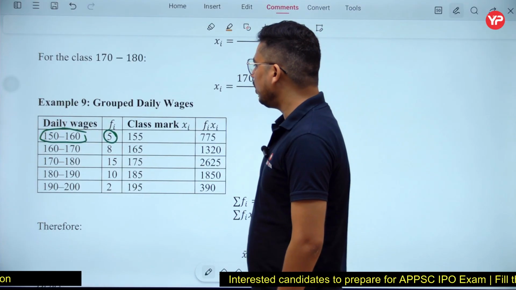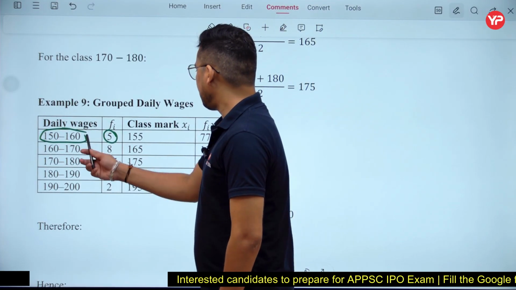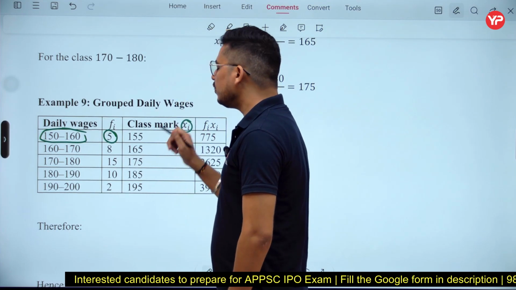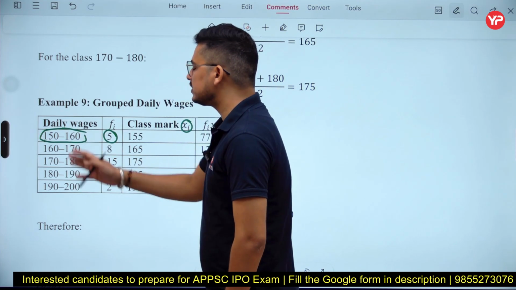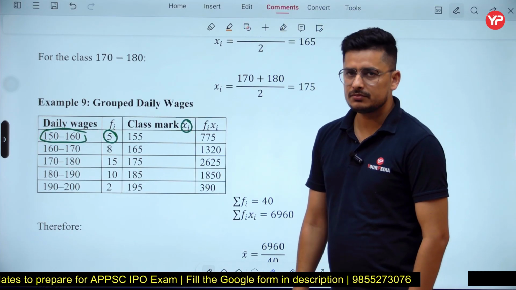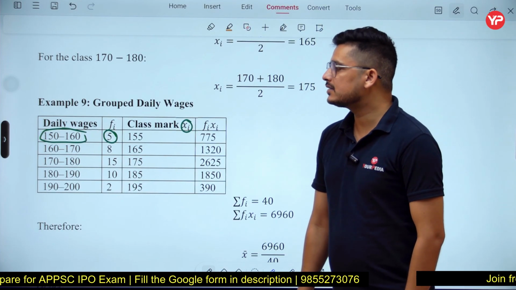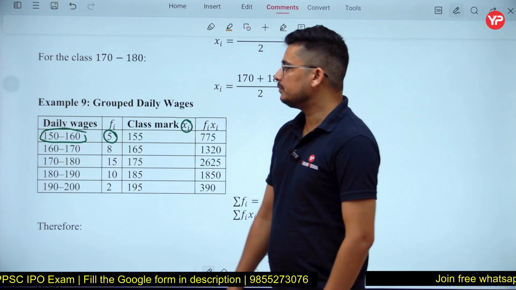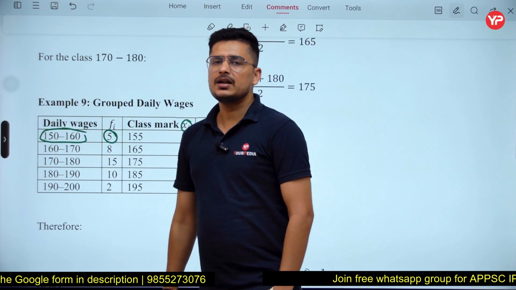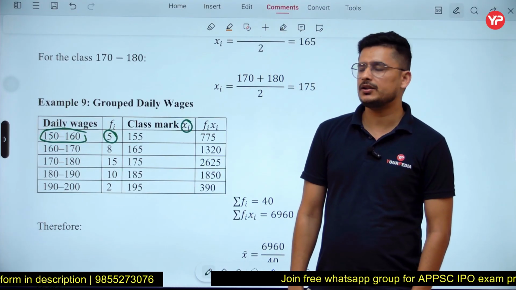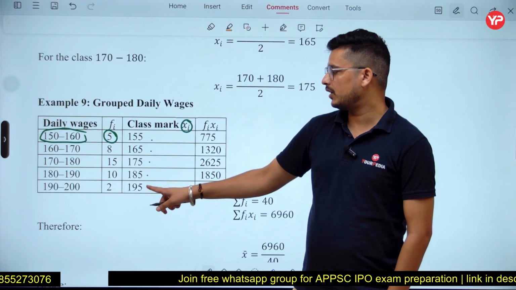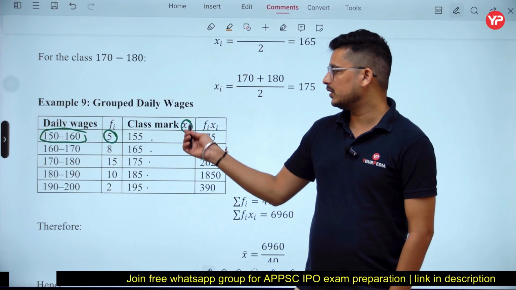First thing, always make a class mark. Class mark means you have to find the value of xi. How do we get xi? Because this is a range, not a value, always go with the average of that interval. xi is the average of that interval. Add the lower value to the upper value, 150 plus 160, and divide by 2. You get 155, and then 165, 175, 185, 195. So this becomes xi.